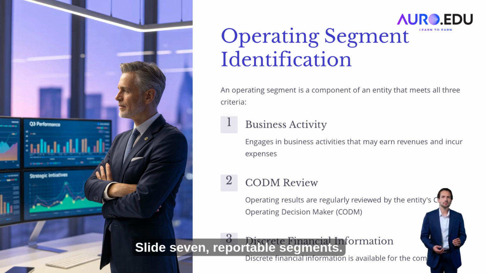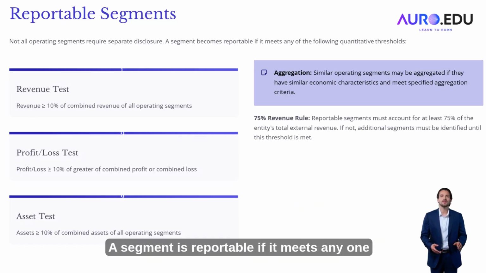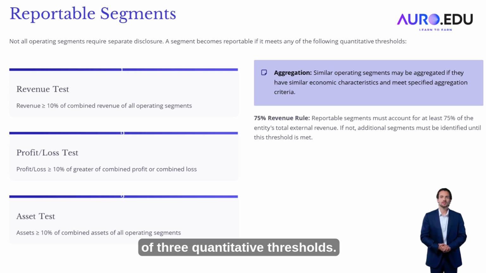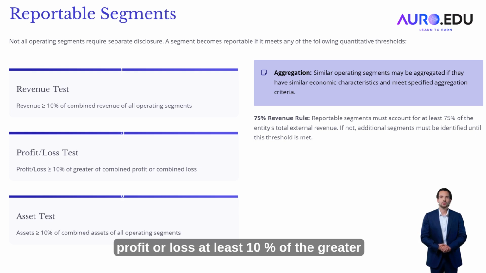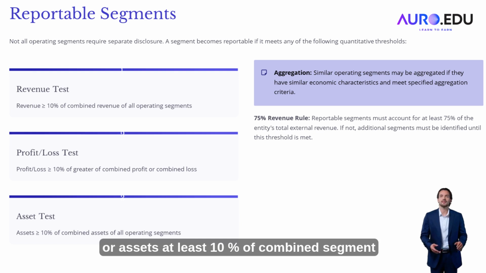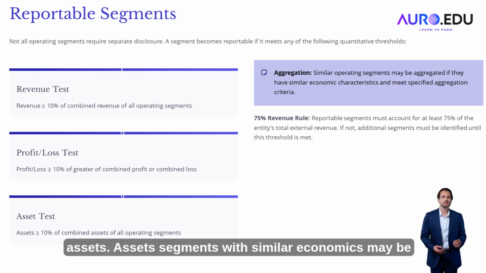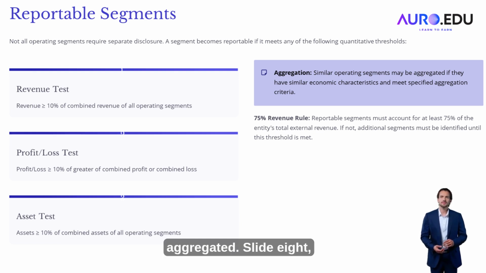Slide 7. Reportable segments. A segment is reportable if it meets any one of three quantitative thresholds: revenue at least 10% of combined segment revenue, profit or loss at least 10% of the greater combined profit or loss, or assets at least 10% of combined segment assets. Segments with similar economics may be aggregated.